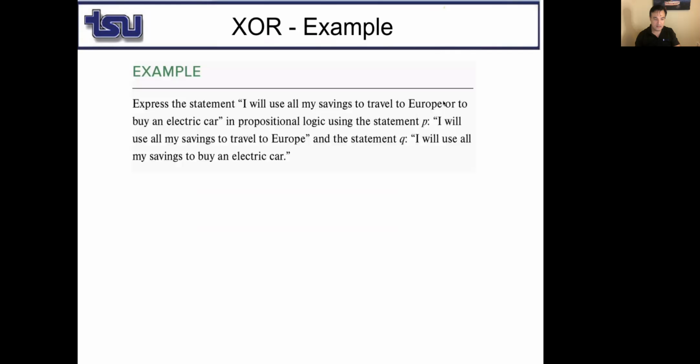And here is an example. It asks, express the statement, "I will use all of my savings to travel to Europe or to buy an electric car." What am I saying here? I have money. With this money, I will either go and travel to Europe or buy an electric car. I cannot do both, right? In order for the compound proposition to be true, only one of them must be true. So therefore, that is P exclusive OR Q.